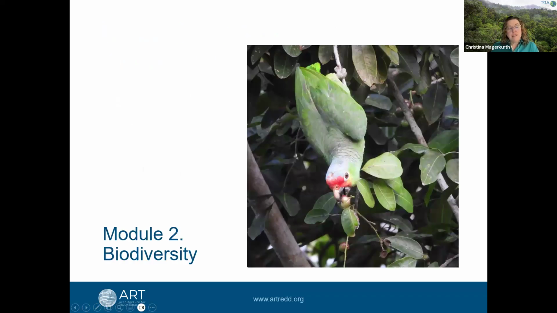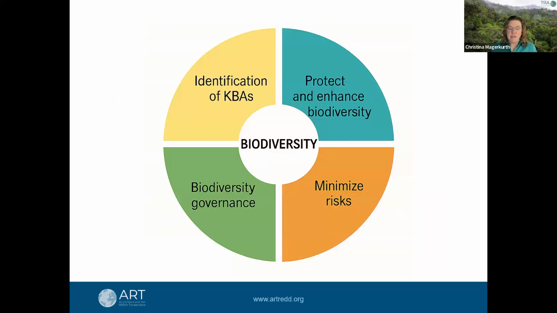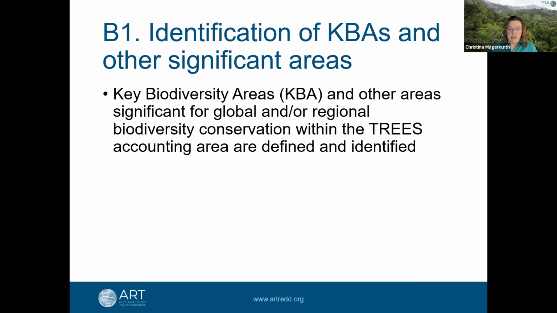All right, moving on to the second module, which looks at biodiversity. So this module has four desired outcomes along with their associated indicators. So the first one, participants must identify what the key biodiversity areas or KBAs are and other areas of global and regional biodiversity significance within their accounting area.